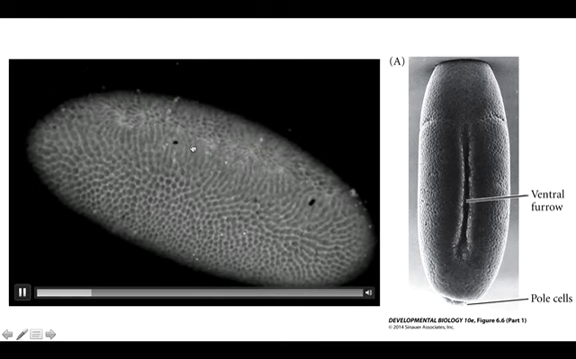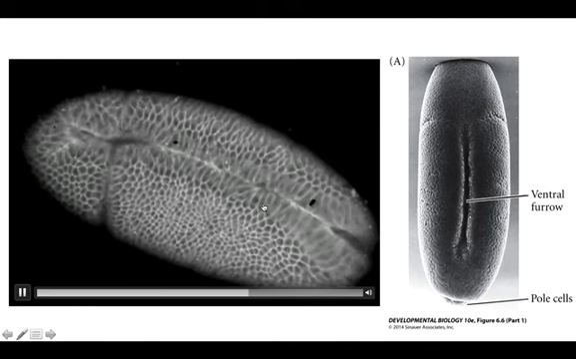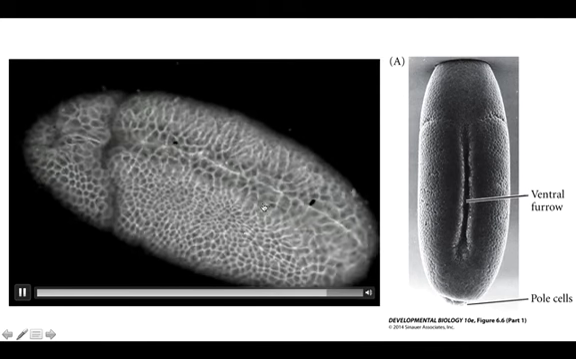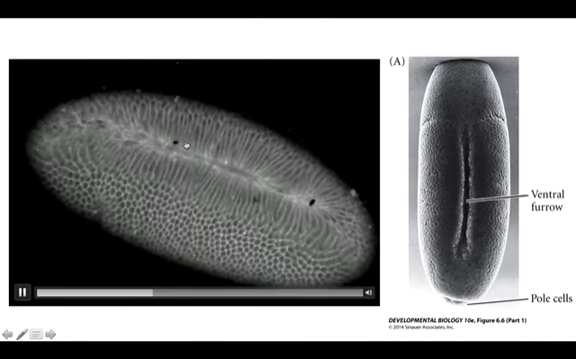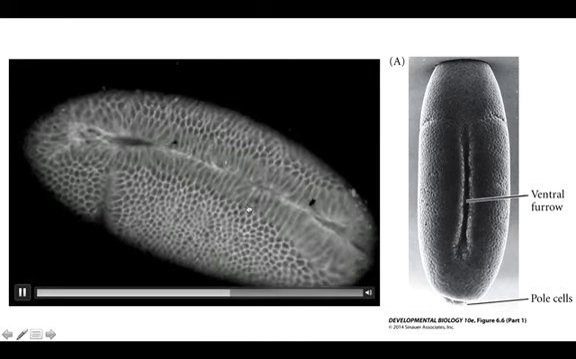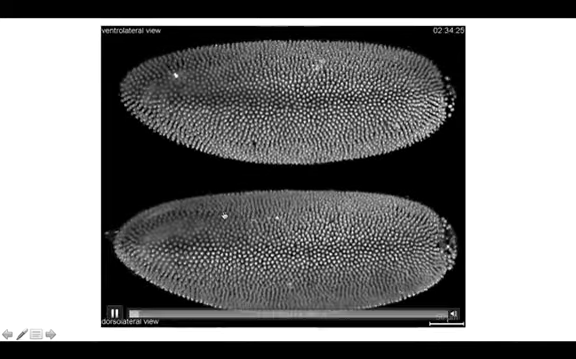And that's what this looks like. The ventral furrow is here, and this is a beautiful movie. You can see how complicated these cell movements are, and how pretty this process really is. So that's mesoderm. You formed mesoderm. Congratulations, you now have mesoderm. So I'm gonna stop this video.